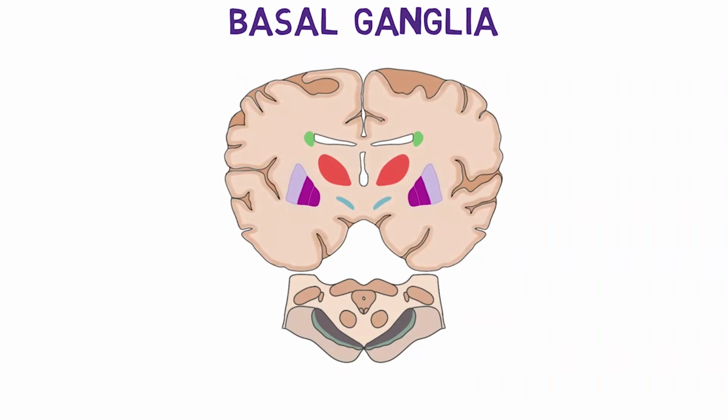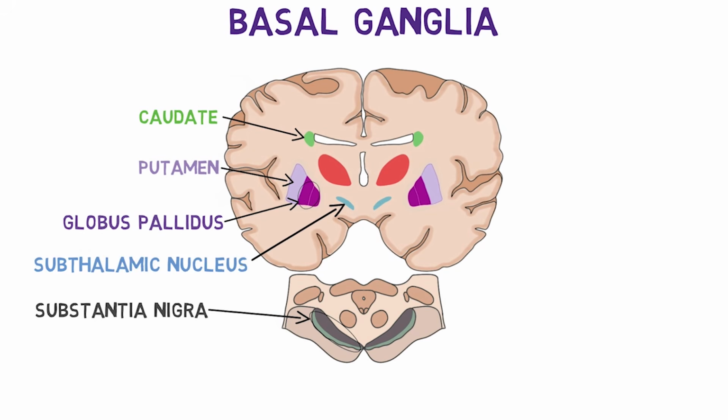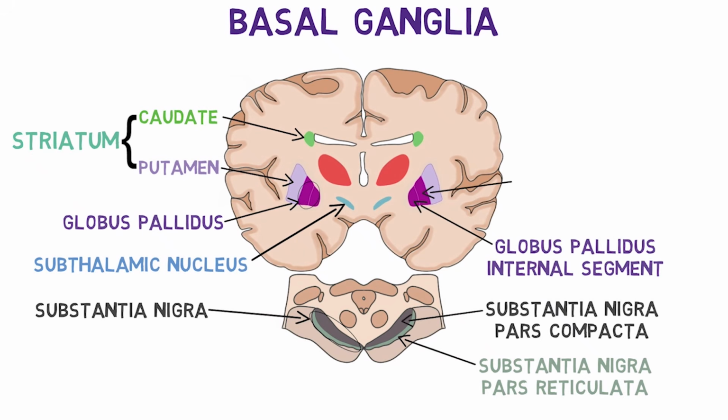The basal ganglia are a group of structures that include the caudate, putamen, globus pallidus, substantia nigra, and subthalamic nucleus. The caudate and putamen are often referred to collectively as the striatum. The substantia nigra consists of two regions, the substantia nigra pars compacta and the substantia nigra pars reticulata. And the globus pallidus is divided into the internal and external globus pallidus.